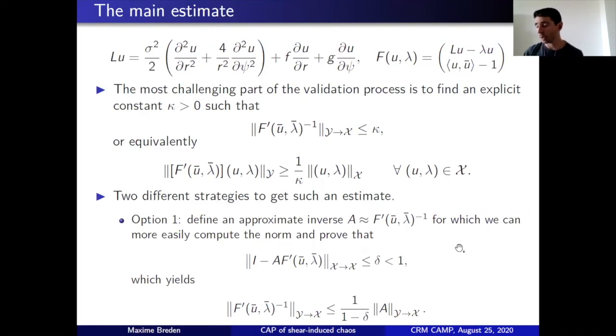And then if you do that, and you can also prove that this approximate inverse is quite good, in the sense that this estimate with the delta less than 1 is satisfied, then you get that the Jacobian is invertible, and you get an upper bound of the Jacobian, which depends on just this delta and the norm of it. So that's actually the strategy I'm the more familiar with.